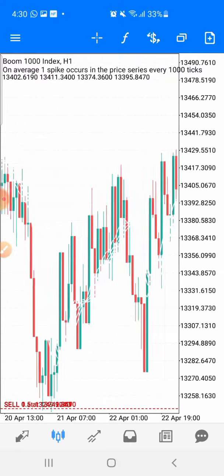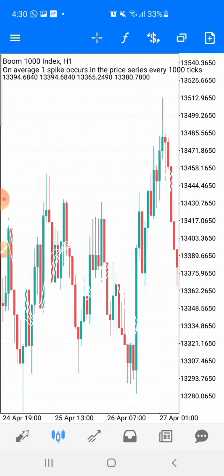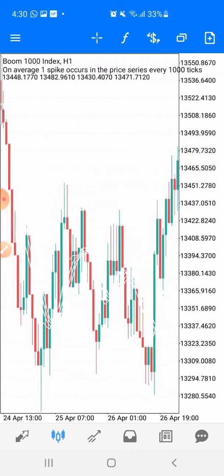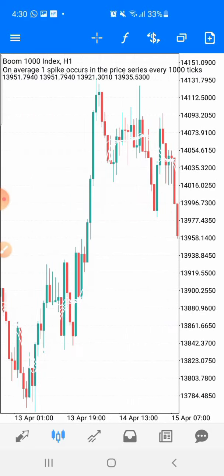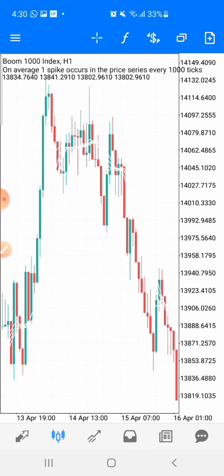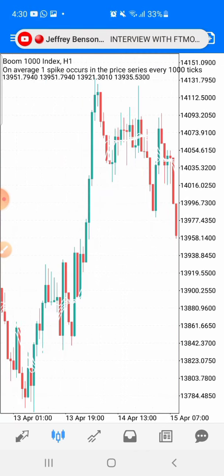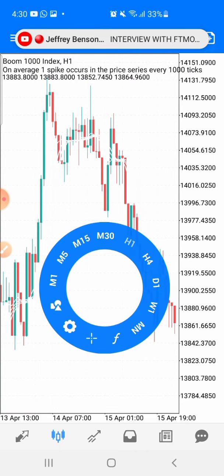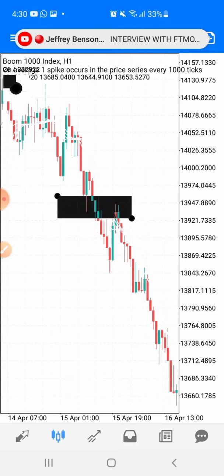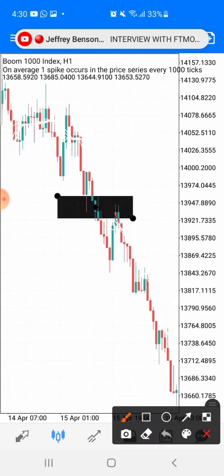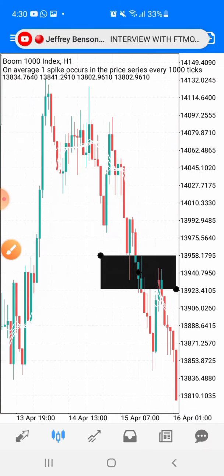So let me see if we have any other example like that. Let's see if you have any retest. Let's see here. Okay, let's use this one too. You can see here, the price retested that point. The price broke from that point, came back to retest it and pushed way down.